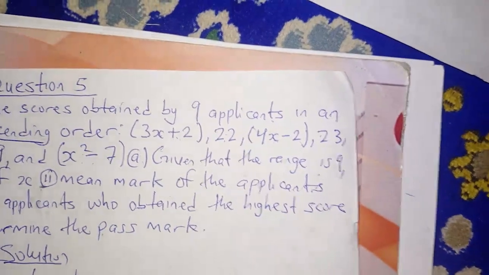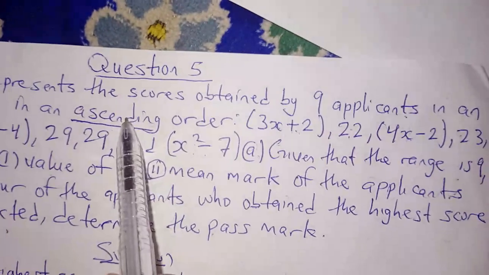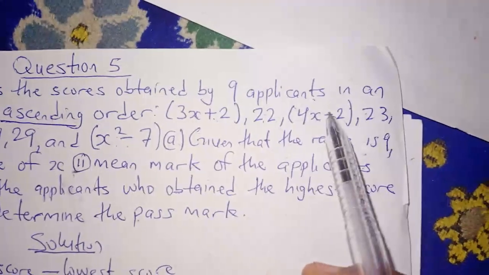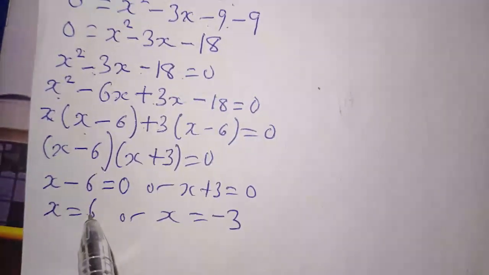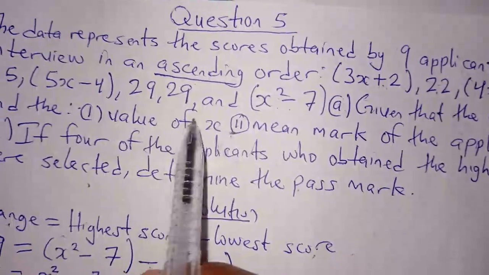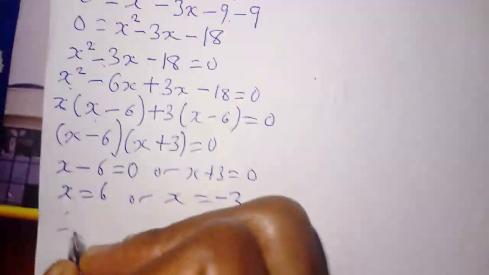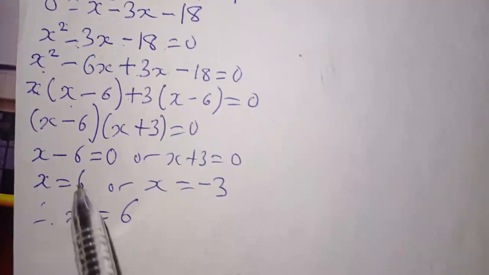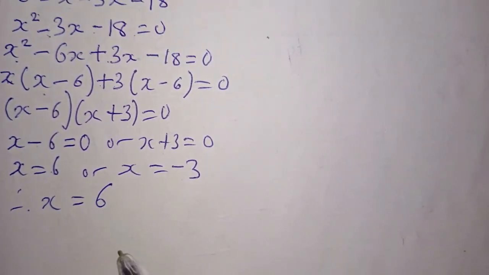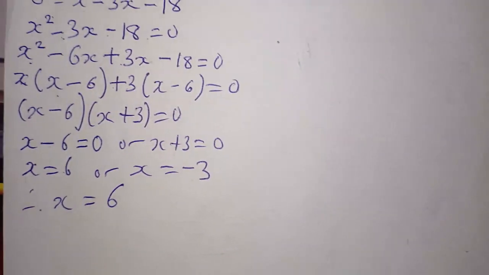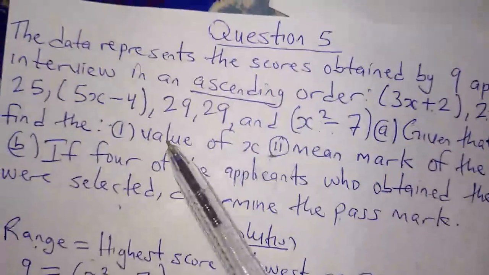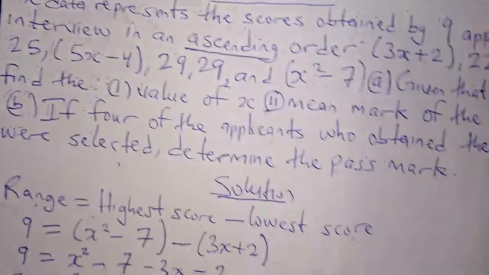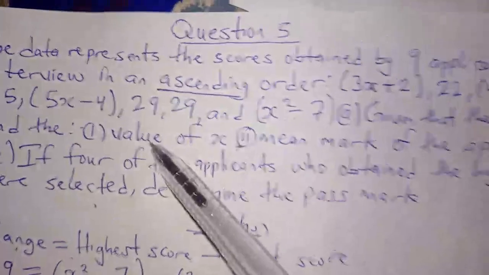So the only number that will satisfy the ascending order that has been mentioned here, and that will make this score remain positive as expected, is x equals 6. So the value we are told to look for here is, therefore, x equals 6. Please note that you are meant to discard one of these answers. In a case where they want the two answers to stand, this would have been: find the values of x. So try to note that, and with that you've solved the first question.